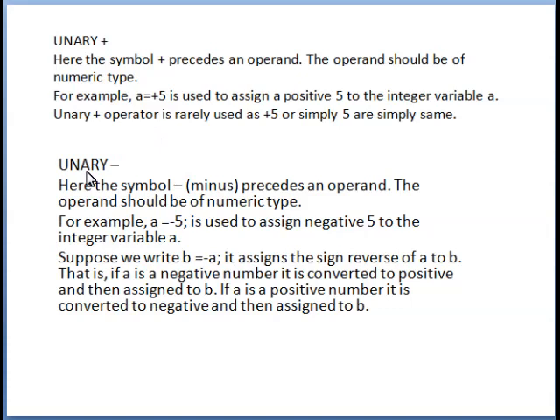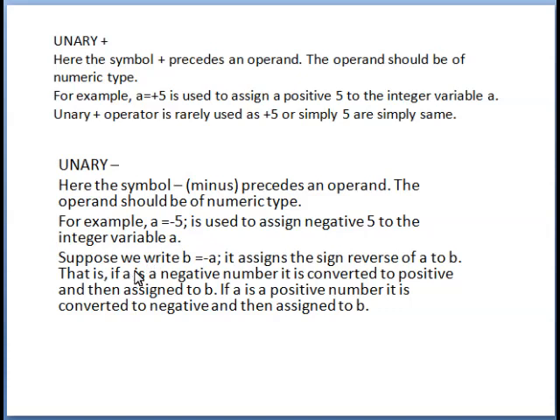Okay, then unary minus, that is negative value. Minus value means it is a must to put the sign before the number. Here the symbol minus precedes an operand. Operand means value. The operand should be of numeric type. For example, a equal to minus 5 is used to assign negative 5 to the integer variable a. So this minus value means this is a negative value.